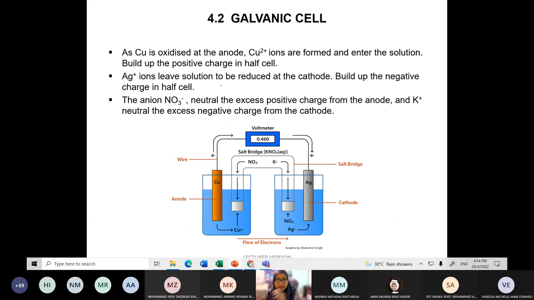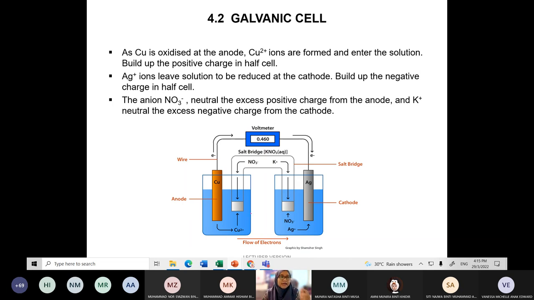Okay, alright, so macam mana dia boleh harness the electrical energy from chemical energy to electrical energy. Okay, so we have copper and we have silver as the electrode. So as we know, copper and silver, they have different in potential. Maksudnya dia punya energy, dia punya potential tu berbeza. So copper in comparison to silver has higher tendency to oxidize. This is in comparison to silver.